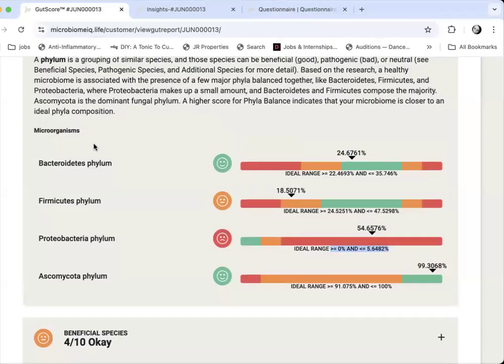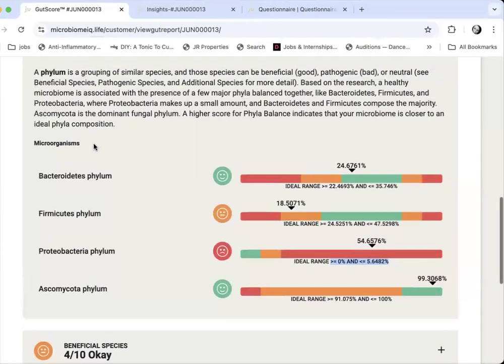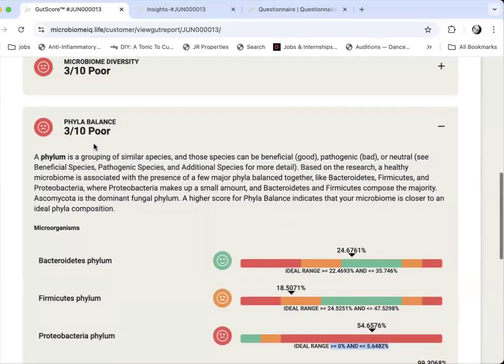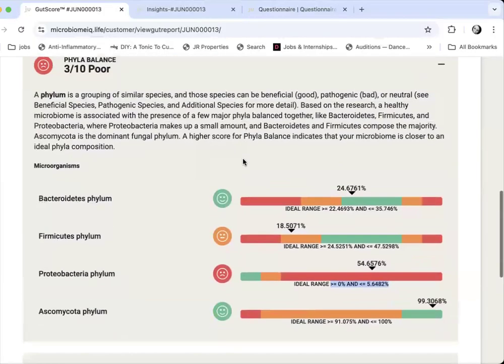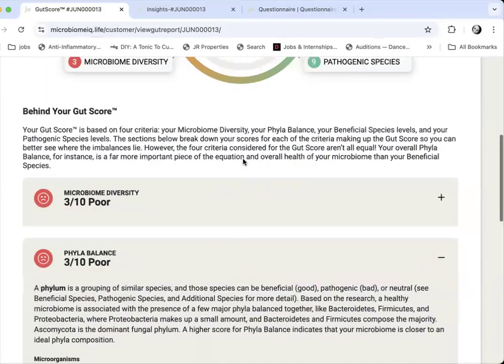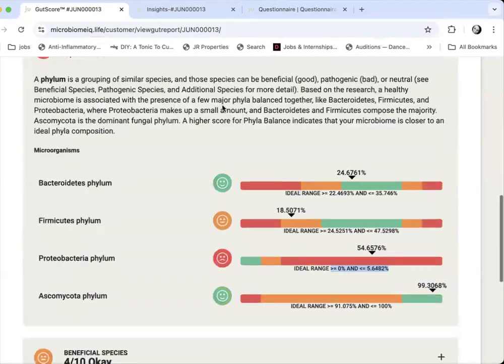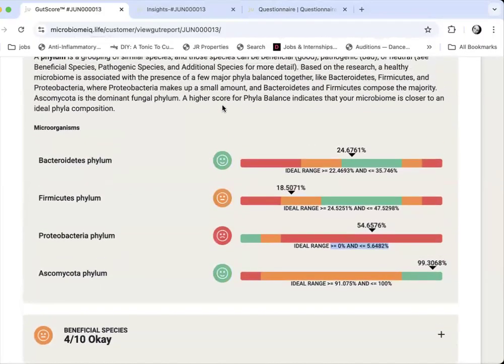The way that I explain this to customers and clients when I'm going through these reports is that the top half of the report, where we look at the gut score and where they stand in all four sections, and the phyla balance, is really taking a huge step back from the gut and getting a giant overview of where the customer's gut stands. This is where we can get a little more detail, but in a very generalized way.